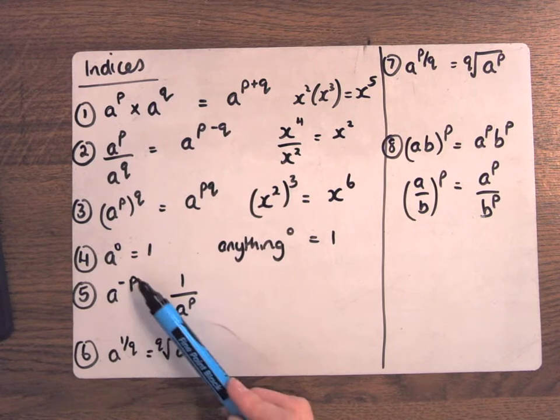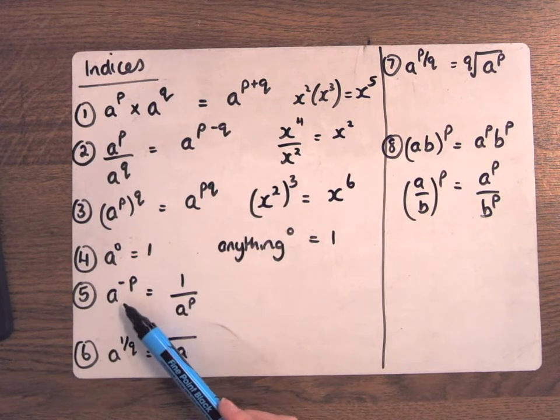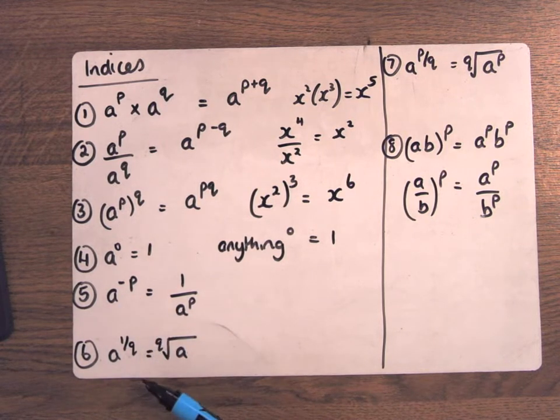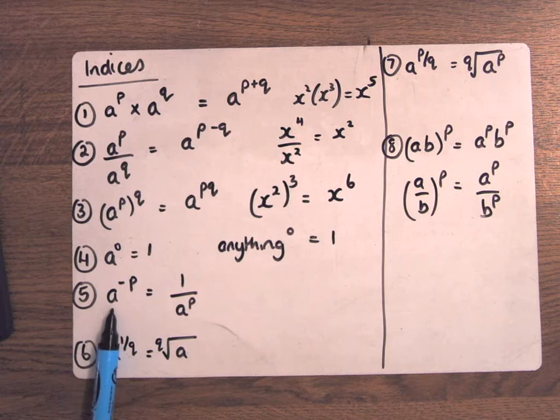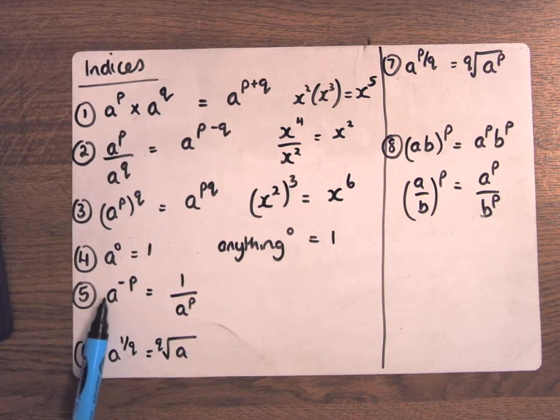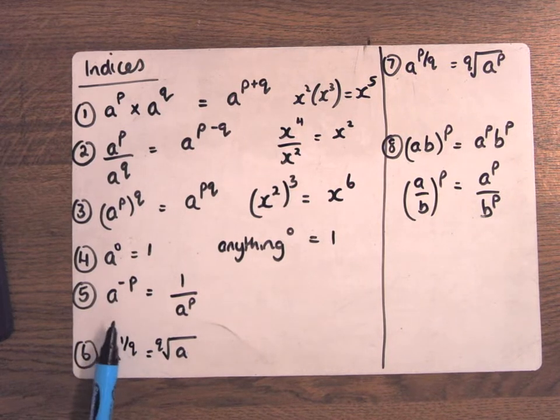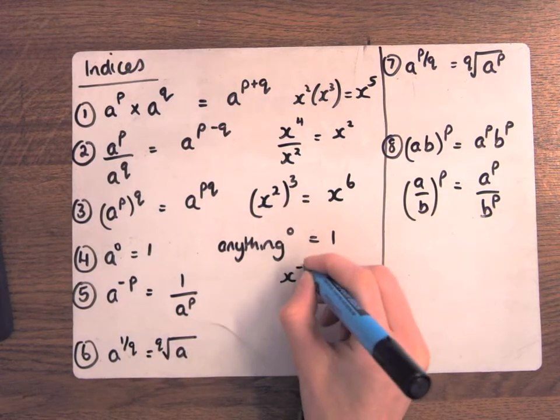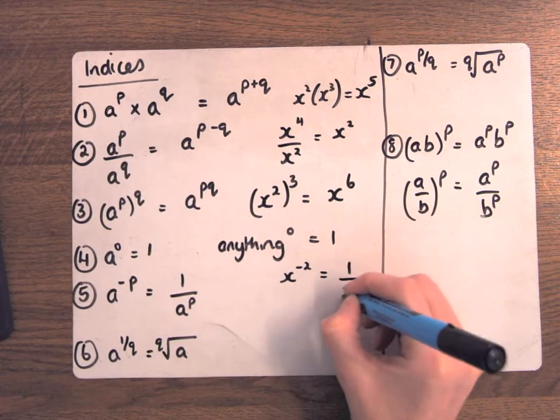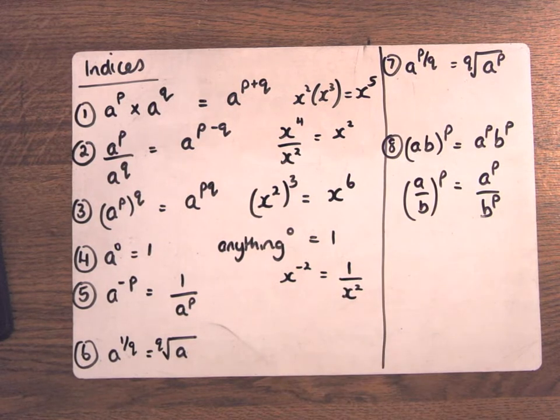If you have a minus power, you can put that underneath the line and make it a plus power. If you don't have anything to put it under, you're putting it under a 1, because this is 1a. So you leave the 1 there, and the a comes under, and it becomes a plus power. So x to the power of minus 2 is the same as 1 over x squared. Exact same.